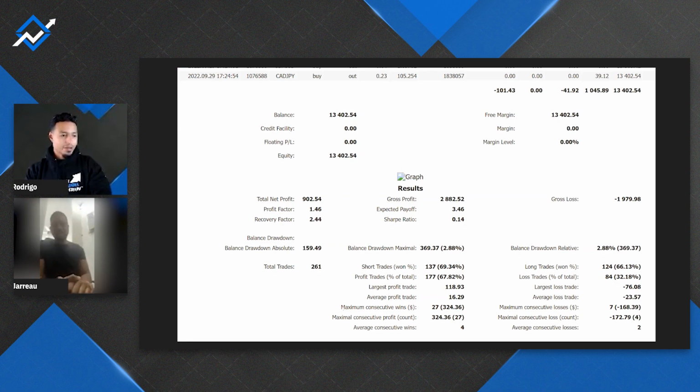Excellent. Yeah, I can see here your max consecutive wins, you had 27. Max consecutive losses, you had 7. Yes, and that's basically also because of the scaling in and scaling out. Because sometimes in one good curve, I open additional trades to capitalize more on that move.